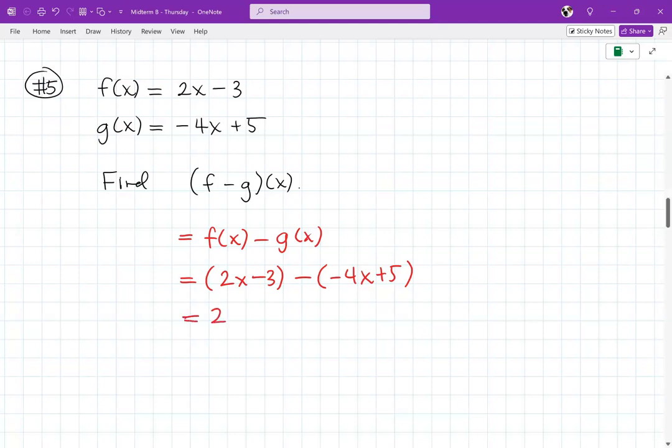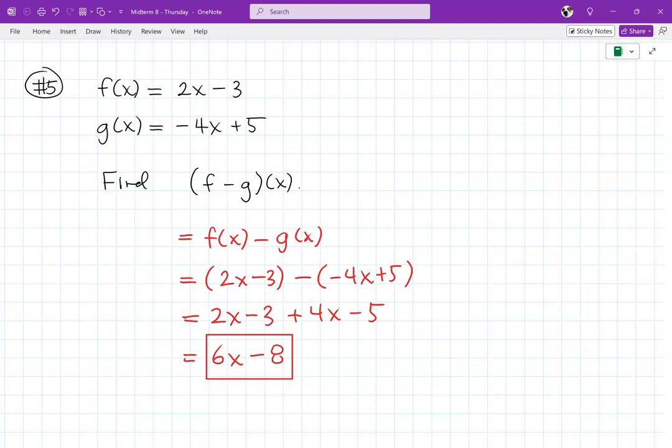The first terms are just going to stay the same. So this will be plus 4x minus 5. And then you're just going to simplify, kind of like the very first question we did yesterday. So 2x plus 4x, that's 6x. And negative 3 minus 5, negative 8. And you're done. So these are not supposed to be difficult, assuming you remember what f minus g of x means. Subtract f of x minus g of x. But it's not a terribly difficult problem.